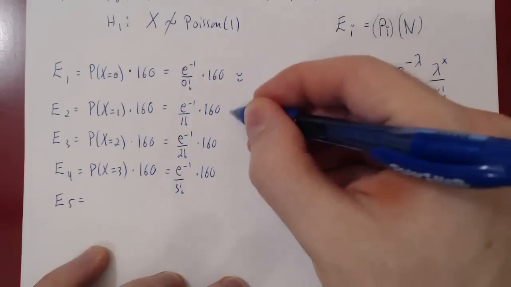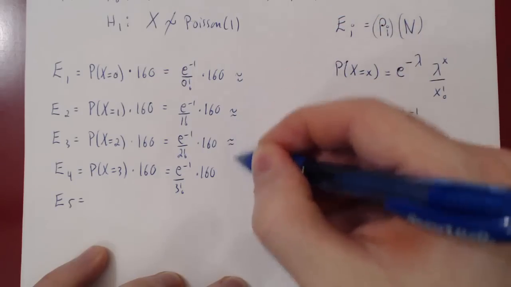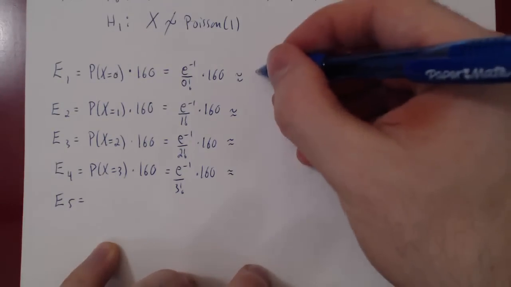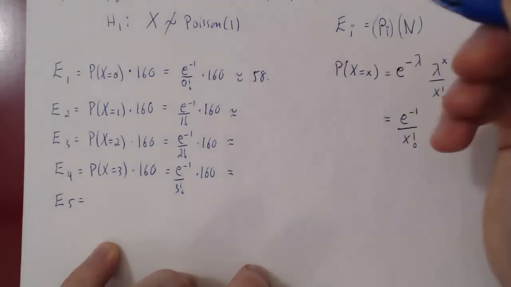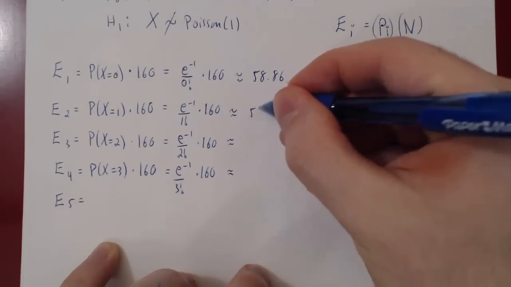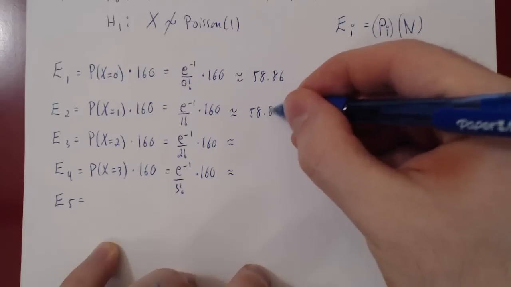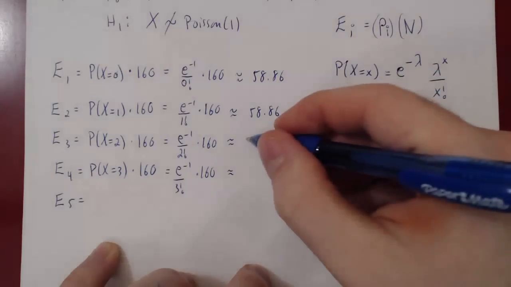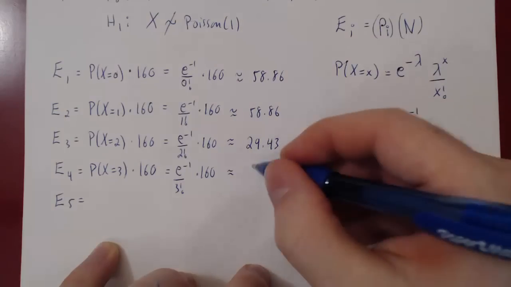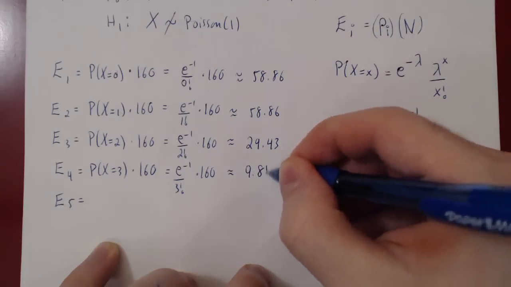And if you evaluate all of these numbers, you'll find that the first is approximately 58.86. The second is the same, roughly 58.86. Then we get roughly 29.43. Then we get roughly 9.81.